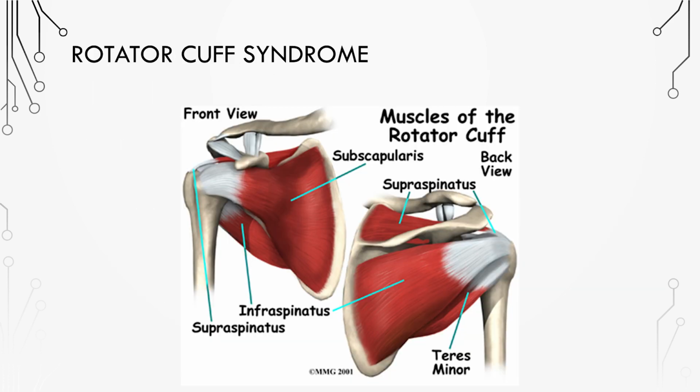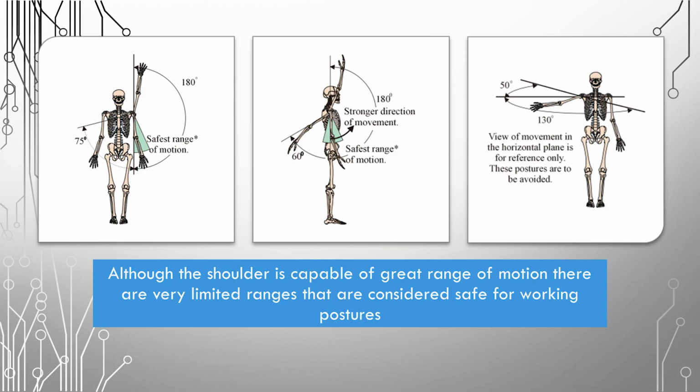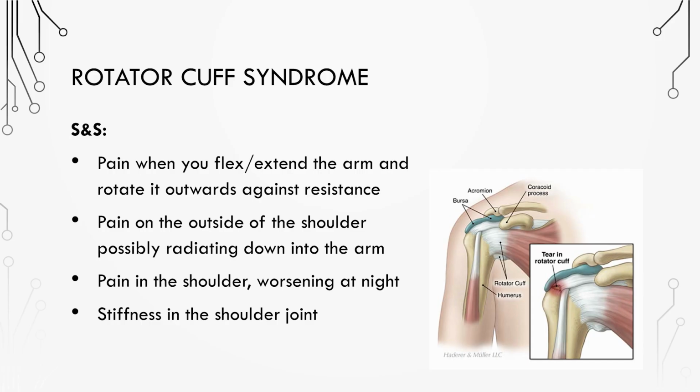The rotator cuff is comprised of 4 muscles: the subscapularis, supraspinatus, infraspinatus, and teres minor. These muscles play a crucial role in stabilizing the shoulder joint and enabling a wide range of motion, particularly facilitating rotation, but also involved in abduction. However, due to their relatively small size and the high demands placed on them during forceful or repetitive movements, they're particularly prone to injury.